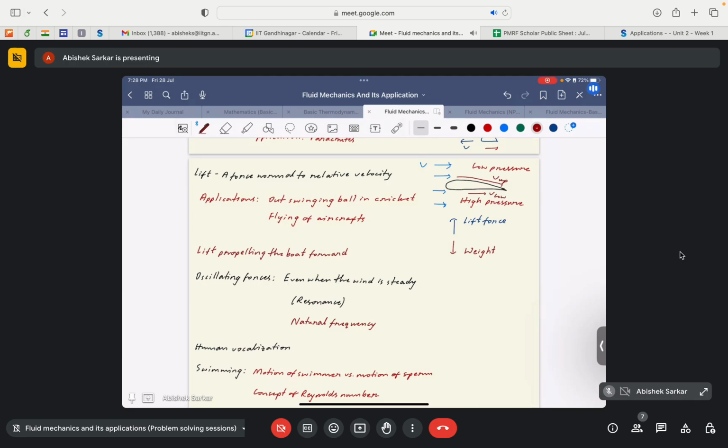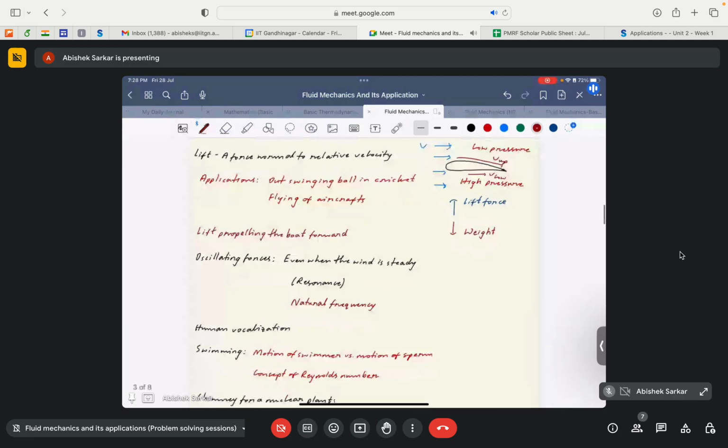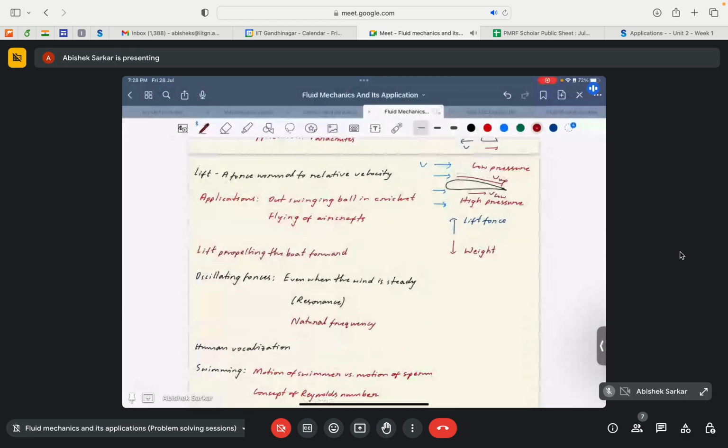Okay, another example of this lift, as discussed by Professor Gupta, was an outswinging ball in cricket. I guess all of you know what an outswinging ball is in cricket, since you watch cricket, and how the initial swing given to the ball generates a force. If I draw it, say this is the ball, and this is the initial trajectory applied to it by the bowler.